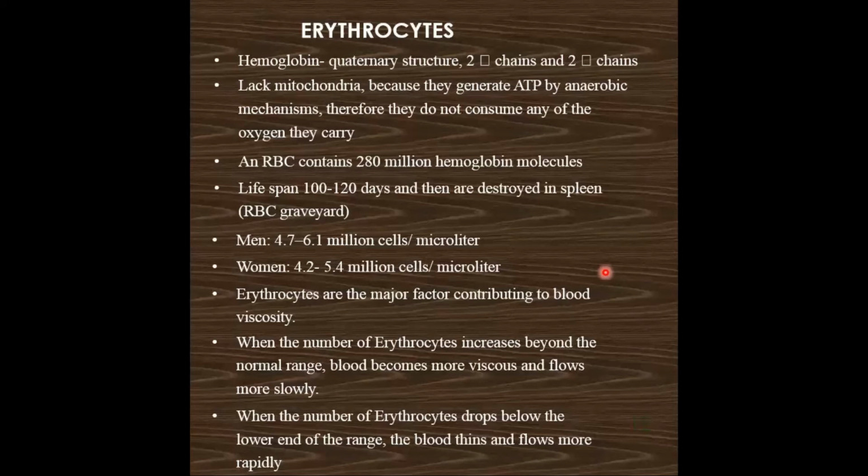Men contain approximately 4.7 to 6.1 million cells per microliter, depending upon the weight and the volume of blood, and women contain 4.2 to 5.4 million cells per microliter. Erythrocytes are the major factor contributing to blood viscosity. When the number of erythrocytes increases beyond the normal range, blood becomes more viscous and flows more slowly.